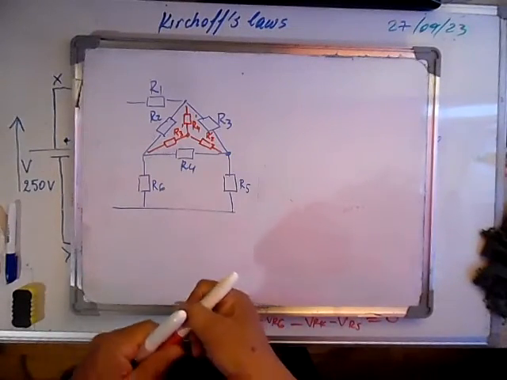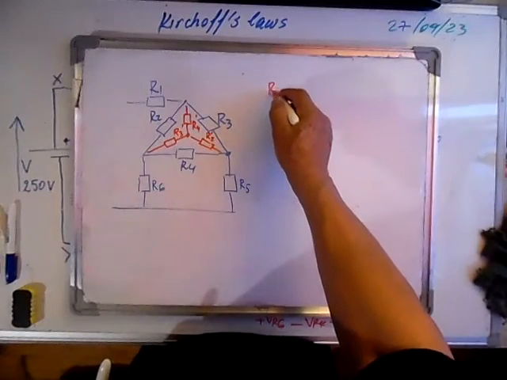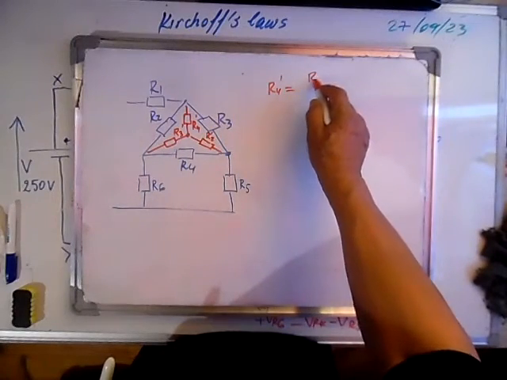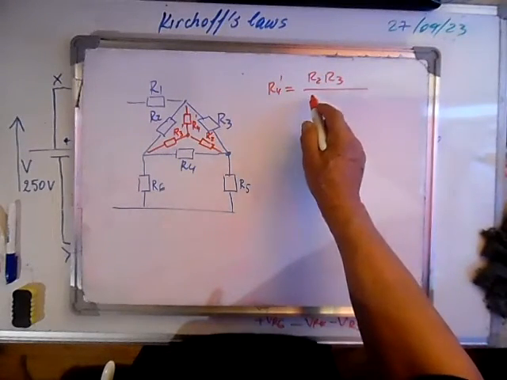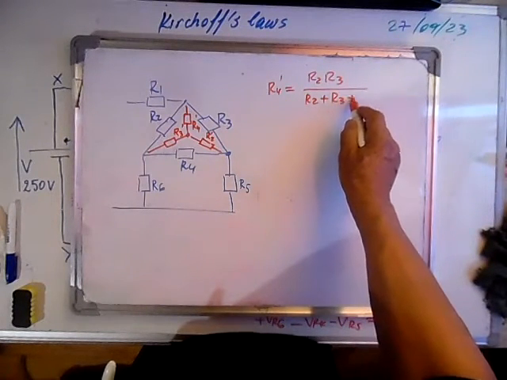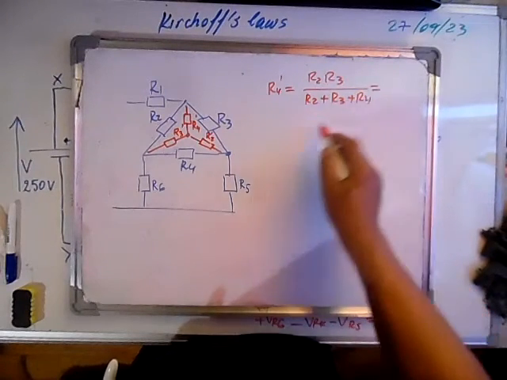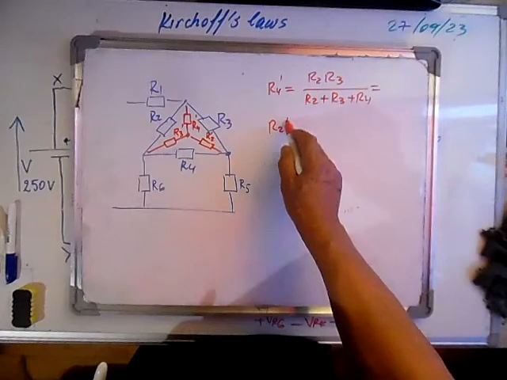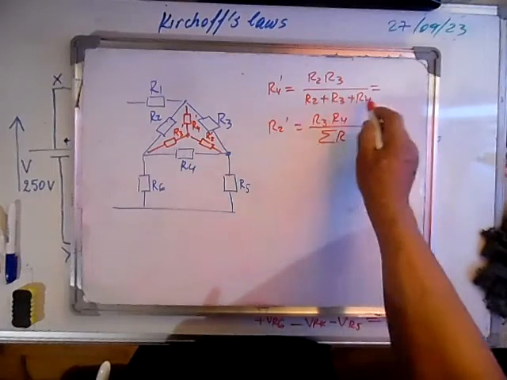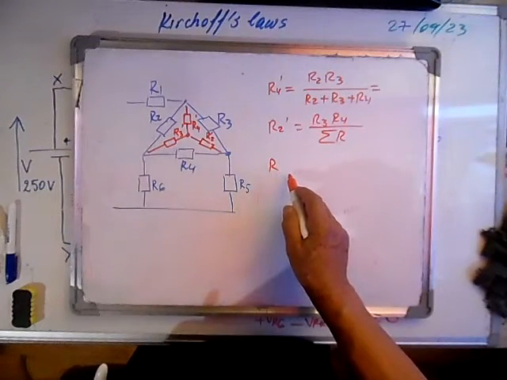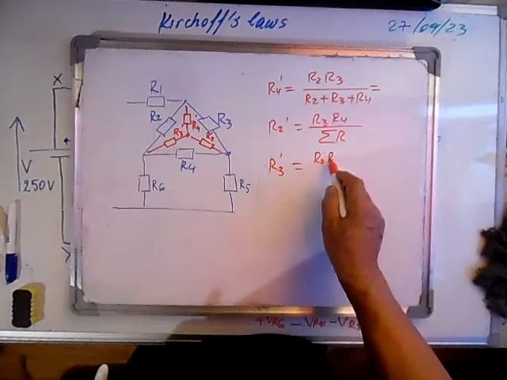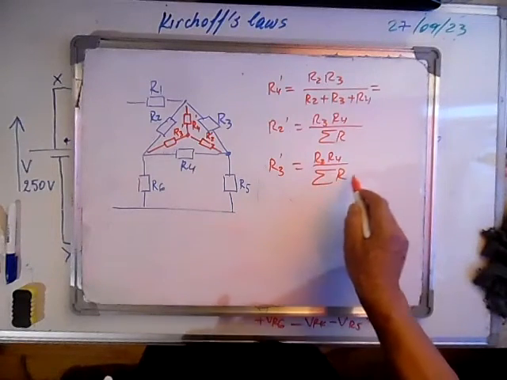Let's do the transformation. R4 prime is R2 R3 over the sum of the 3 resistances, and R2 prime is R3 R4 over the sum of these resistors, and R3 prime is equal to R2 times R4 over the sum of the R's.